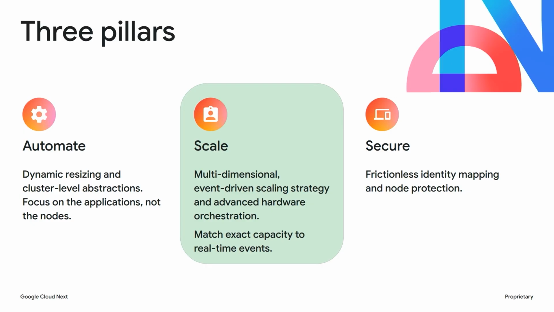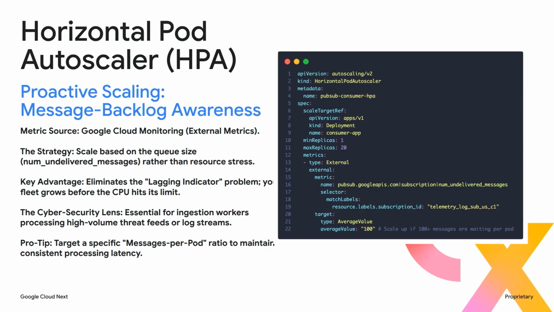Now, let's look at how we scale our application. For maintaining scalability, we have proactive scaling. Think about it. A deployment is consuming telemetry logs from PubSub. If workers are processing a massive spike in logs and their CPU finally hits 80%, the PubSub queue is likely already backed up by thousands of messages. You are already behind. So we're reacting to the stress of the work rather than the work itself.